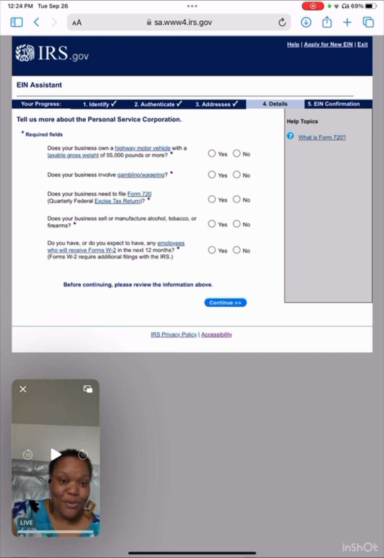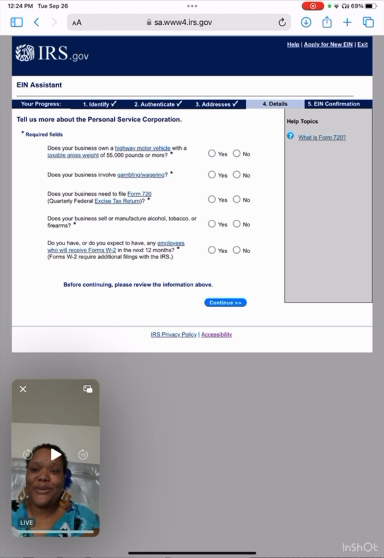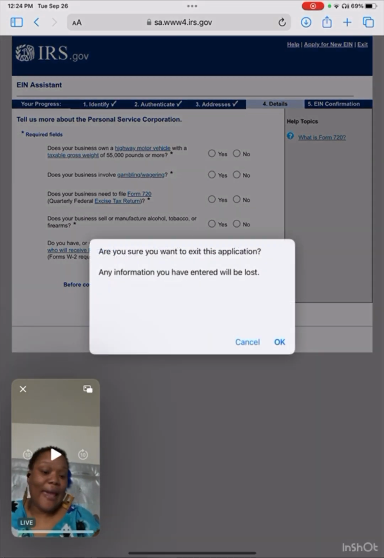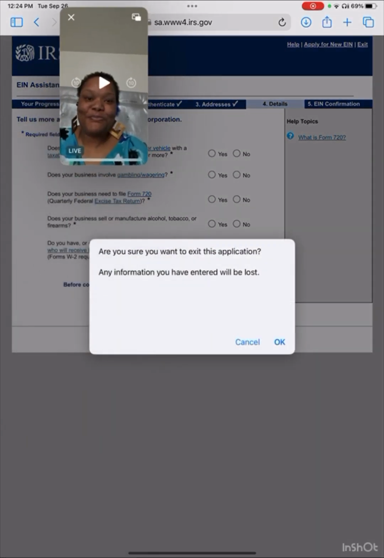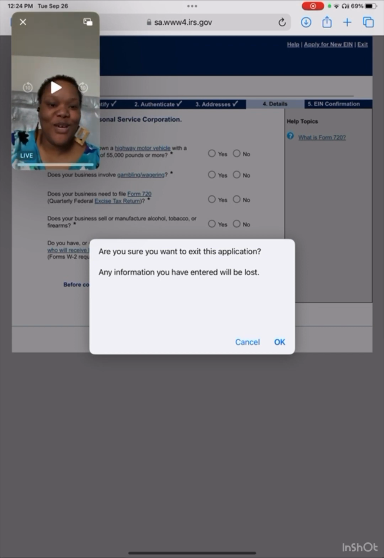I'm going to stop here in the process because honestly, I do not plan on adding anything right now per se. I just wanted to go through the steps so you guys can see it.